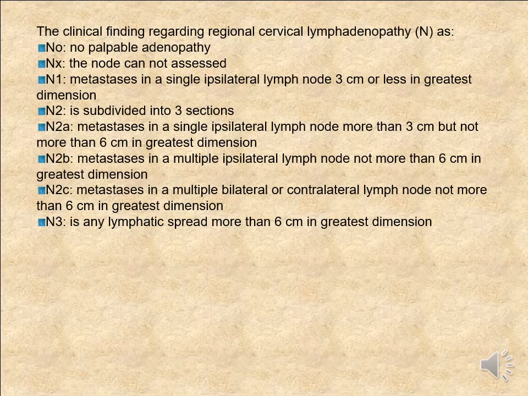And we go to N3, any lymphatic spread more than 6 cm in greatest dimension. If a single or more than a single lymph node enlargement is bilateral, ipsilateral, multilateral, or contralateral, it is not important, but the size of the lymph node or lymph nodes is more than 6 cm.